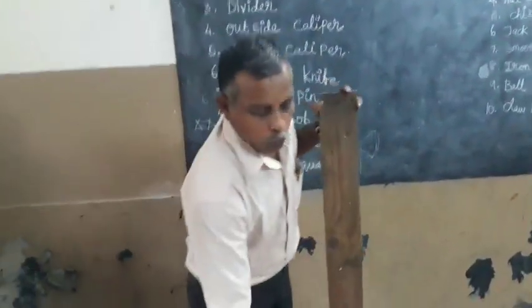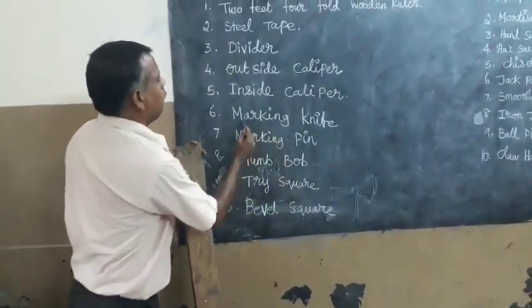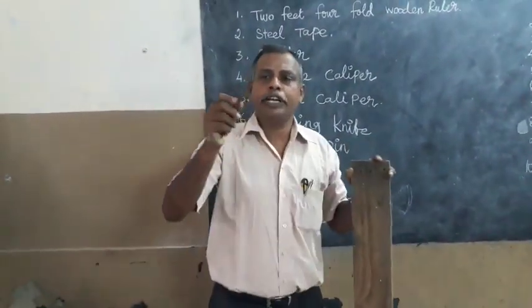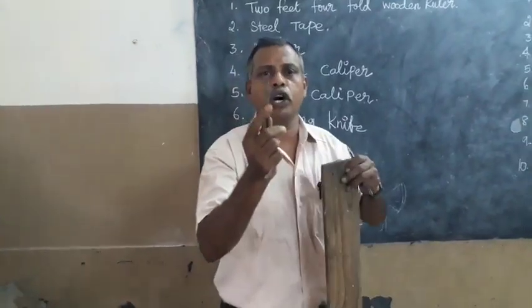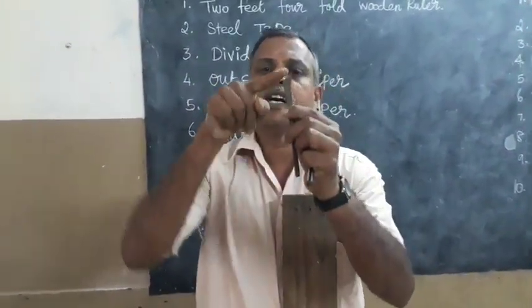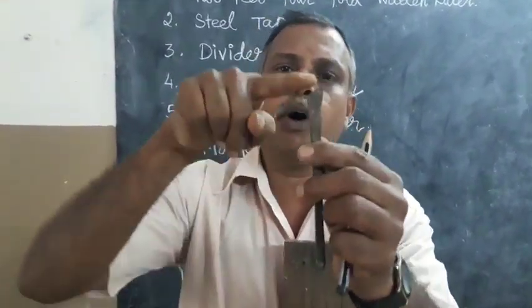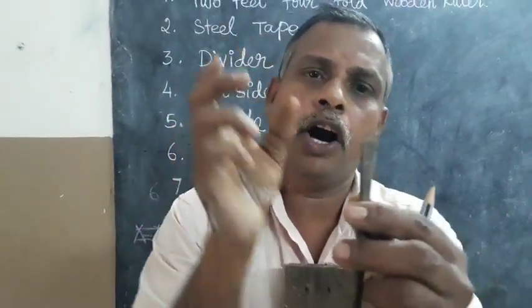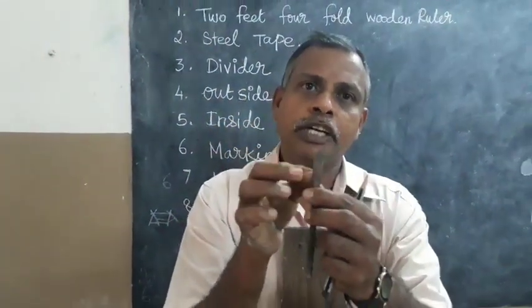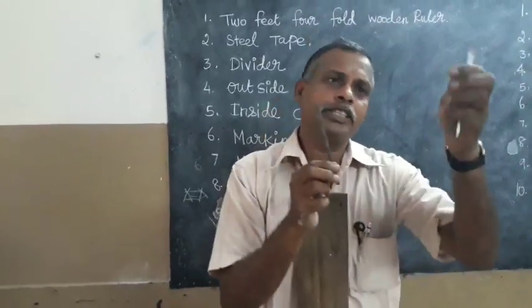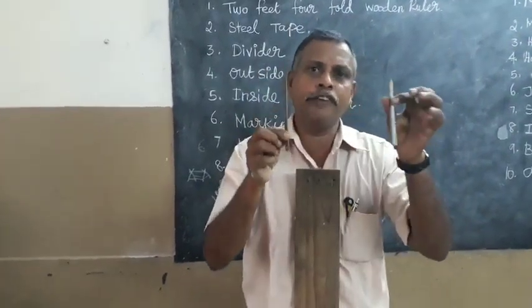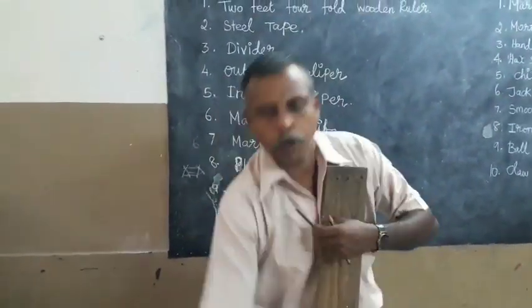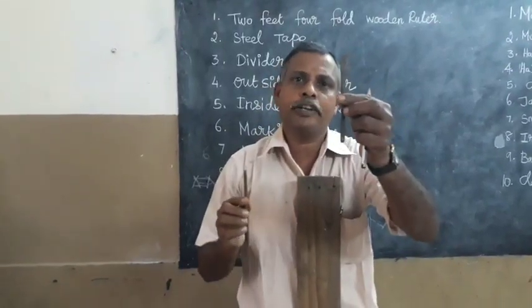Another one, the marking knife. This marking knife is for very deep marking and carving work. See, the curve is V type. You can make a point or a flat mark. That is different from a pencil, marker or sketch pen. Not that type. This is the marking pin. This is the marking knife.